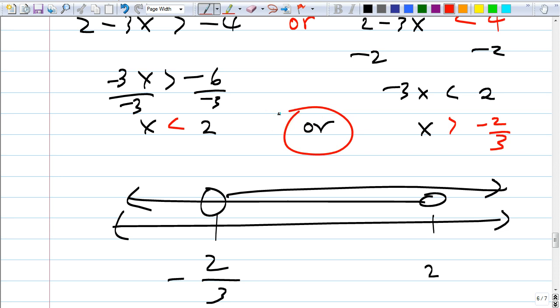Somebody I haven't. Elizabeth, what do you think? So you think it's the overlap? That's when you have "and". Remember, "and" means we want a solution for both. "Or" means the solution could be either x less than 2 or x greater than negative 2/3. We want the solutions of both of them all together.